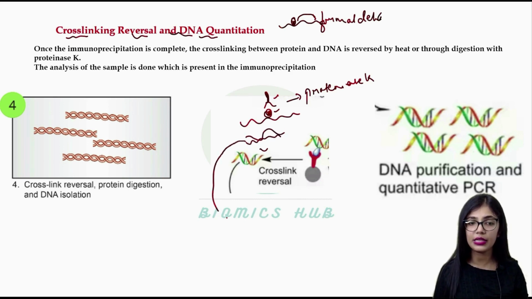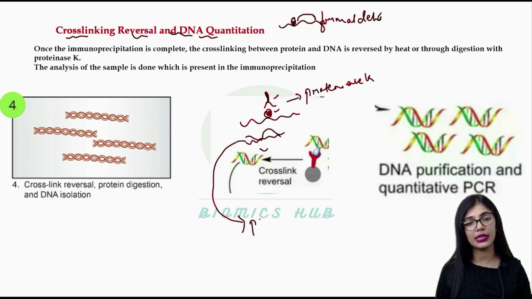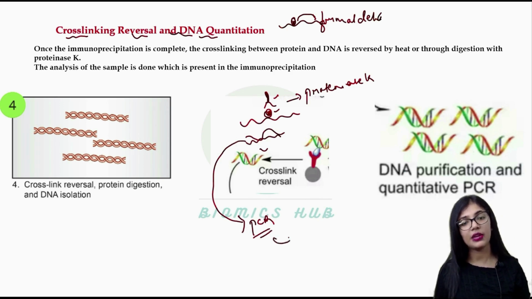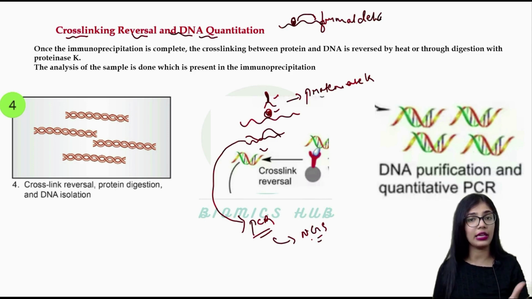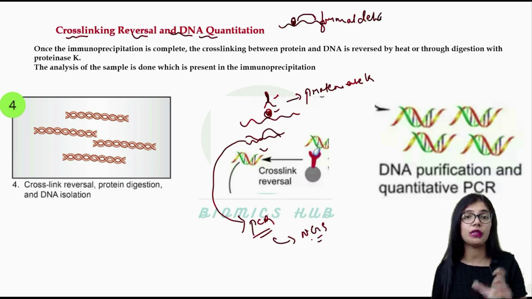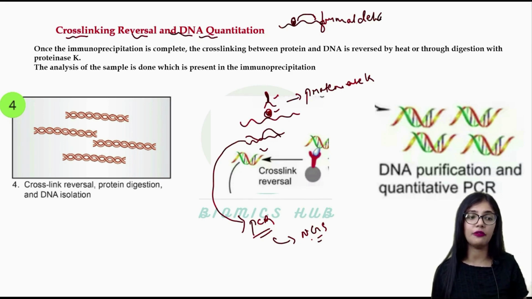So now we can give this DNA for PCR for amplifying it. Next, we can give this for NGS sequencing. Whatever kind of sequencing we want, we can give it. By the process of sequencing, we can find out in which sequence the protein was interacting with the DNA.